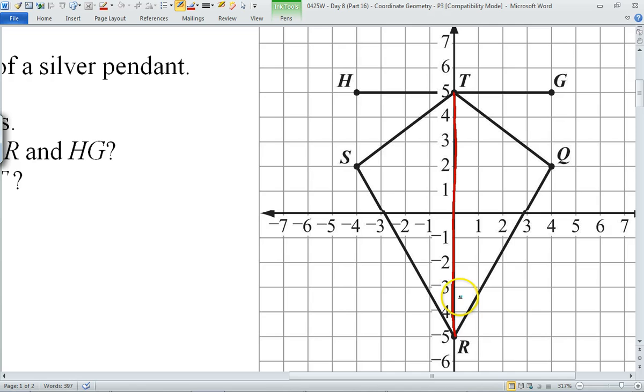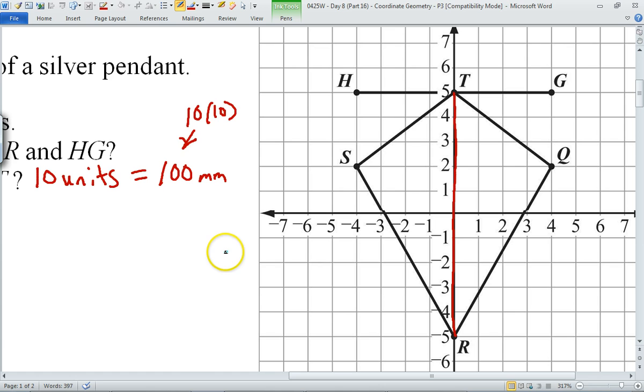It's up 5, down 5. So what's that? 5, 10. Okay, so it's 10 units. What would that be in millimeters? That's going to be 100 millimeters, because we had to do 10 times 10, because it said each square was worth 10 millimeters. So that's why we had to multiply by 10. So 100 millimeters from R to T.